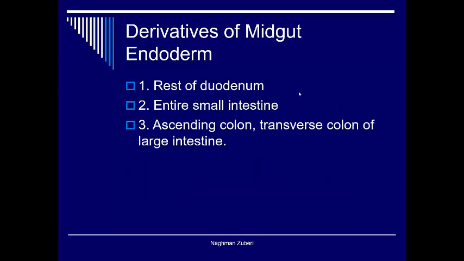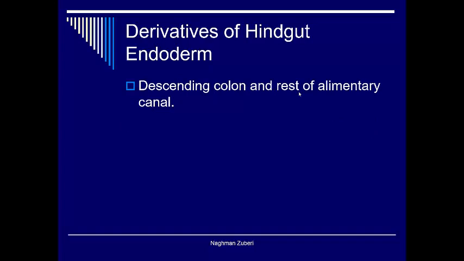Derivatives of the midgut endoderm: rest of the duodenum, entire small intestine, ascending colon, transverse colon of large intestine. Derivatives of the hindgut endoderm: descending colon and rest of alimentary canal.